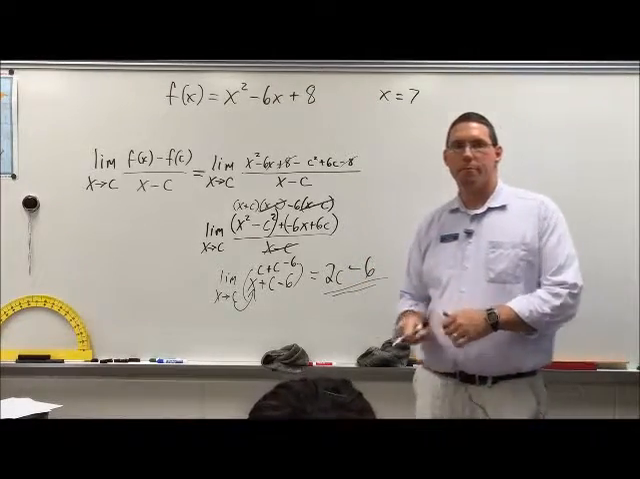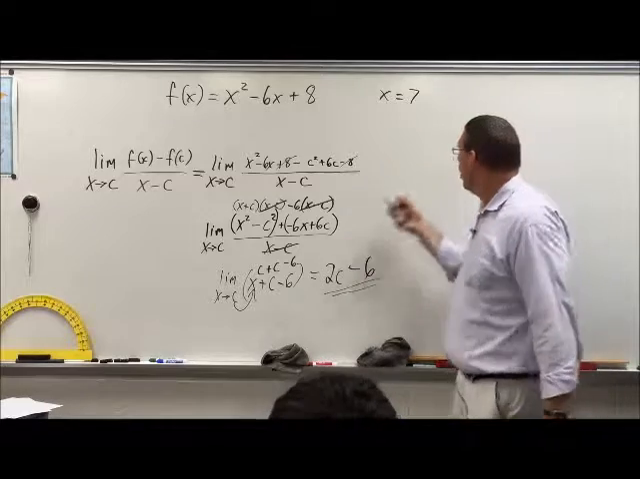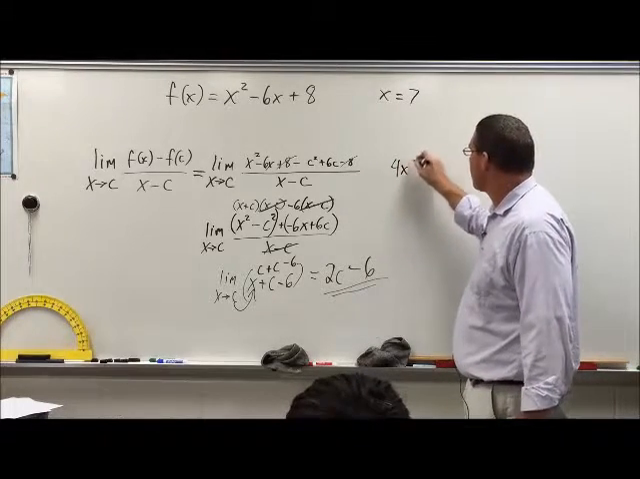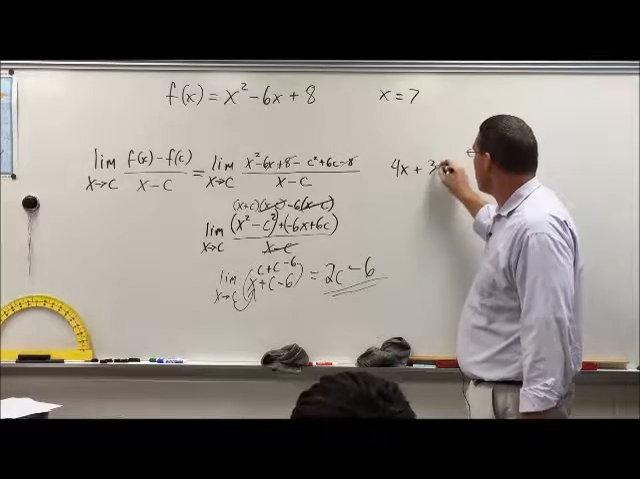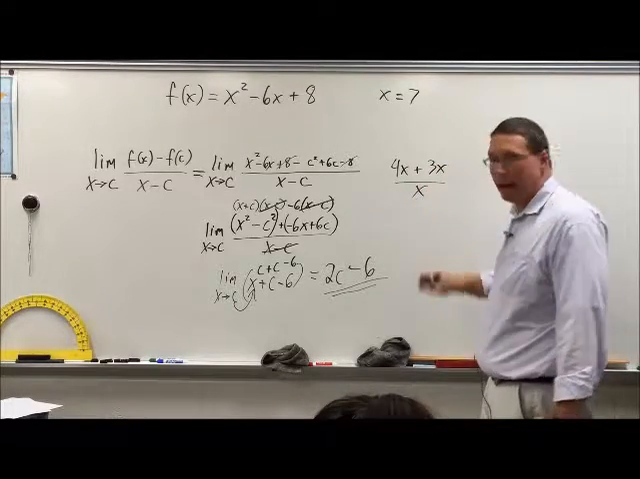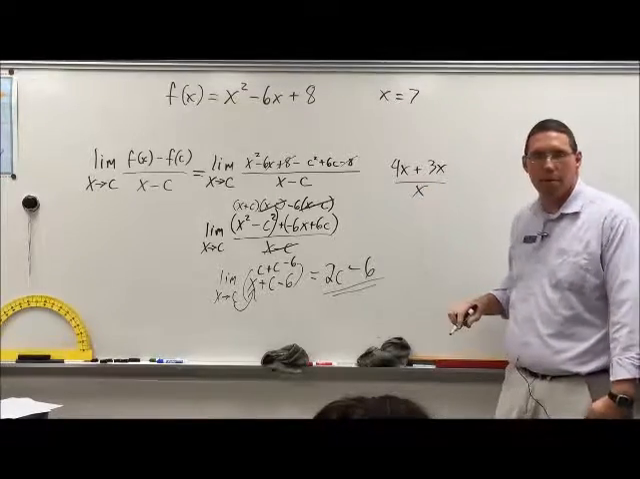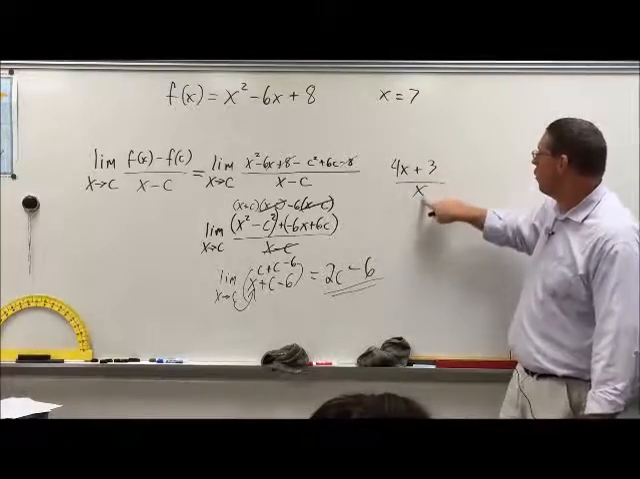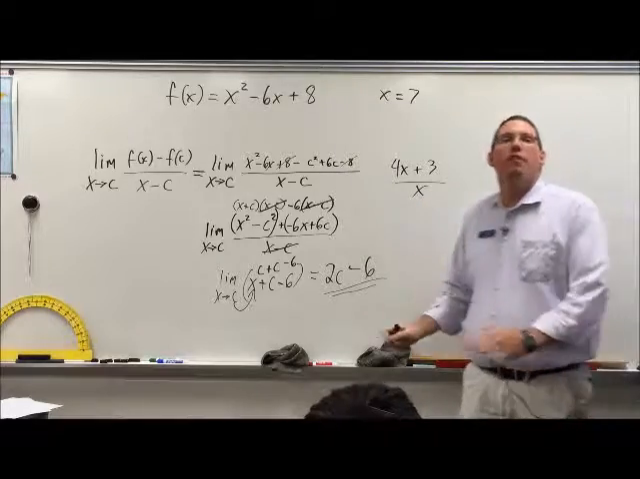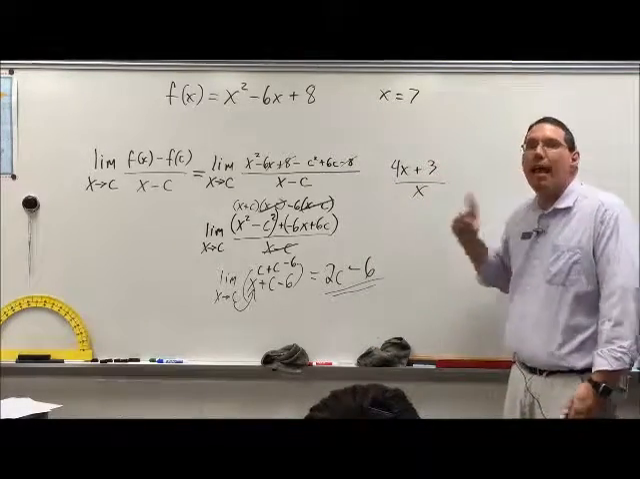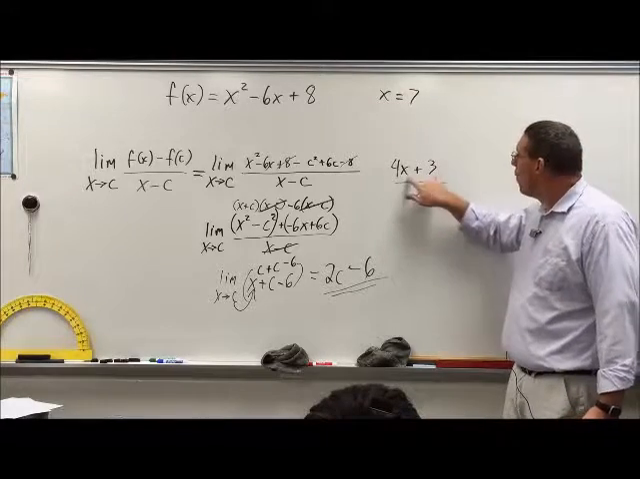Why do you cancel both? Because, look, if I have 4x plus 3x over x, I can't cancel just one x up here with this. If I had 4x plus 3 over x, there are lots of high school students that think that they can cancel this x. They can't, because then it'd be 4 plus 3, and that's not right.